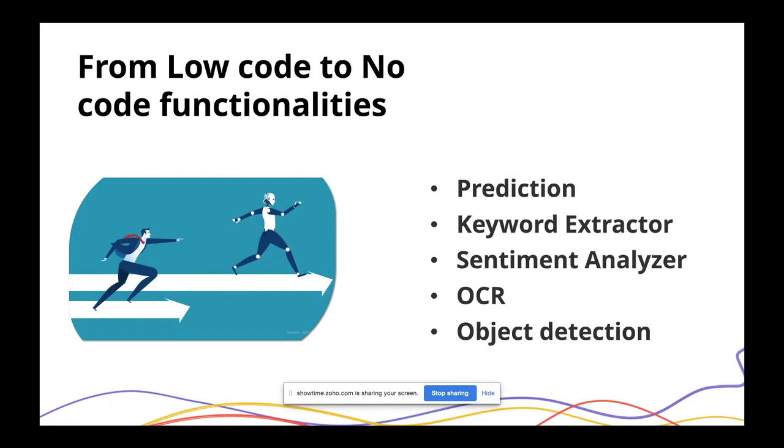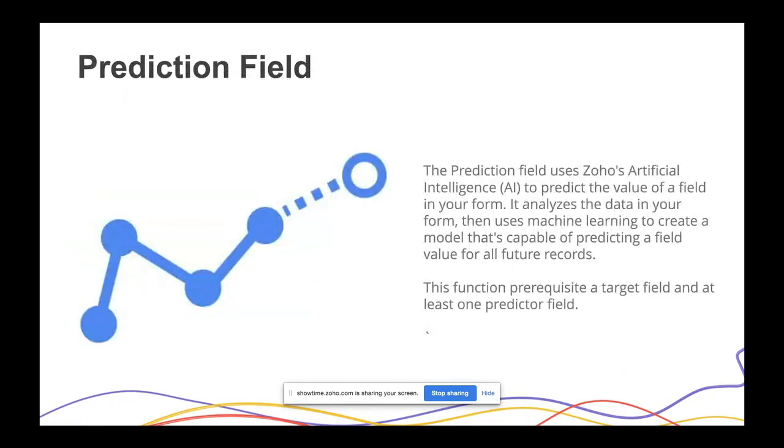So let us start one by one on how each field works inside Zoho Creator. The prediction field would be the first field over here. And this prediction field obviously uses Zoho artificial intelligence, as referred by Tejas, which helps us to analyze the future incoming records inside Zoho Creator. So based on the existing records inside the application, you will be able to predict data or an outcome inside the application. It basically uses machine learning to create a model that's capable of predicting a field.